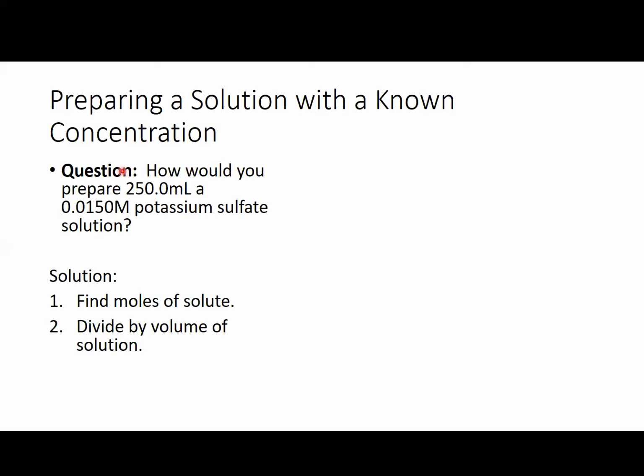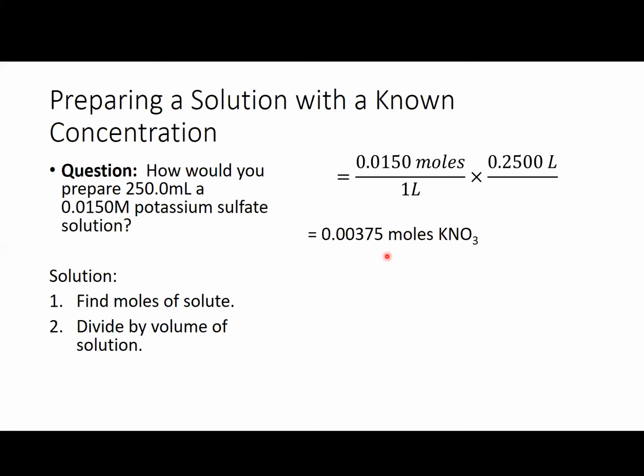I'm going to make 250 milliliters. So 0.015 molar, or moles per liter, times that number of liters is going to give me 0.00375 moles of potassium sulfate. Well, this says nitrate, it should be sulfate.